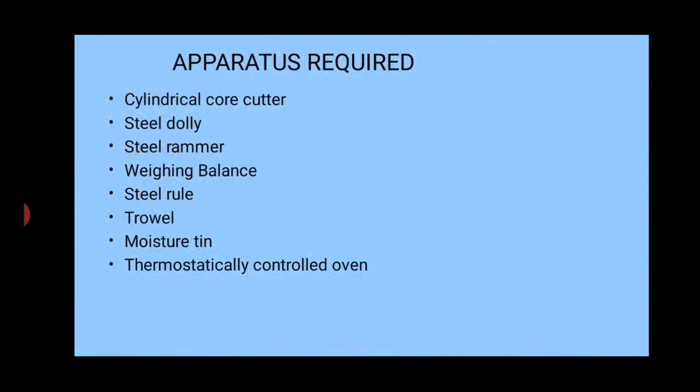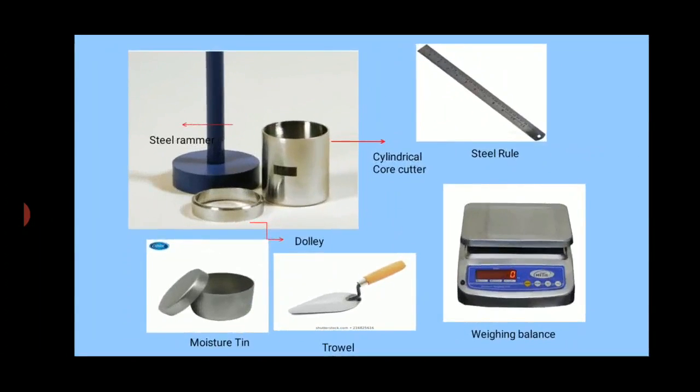Apparatus required for conducting the test are cylindrical core cutter, steel dolly, steel rammer, weighing balance, steel rule, trowel, moisture tin, thermostatically controlled oven. In this slide, you can see cylindrical core cutter, steel dolly, steel rammer, steel rule, moisture tin, trowel and weighing balance.